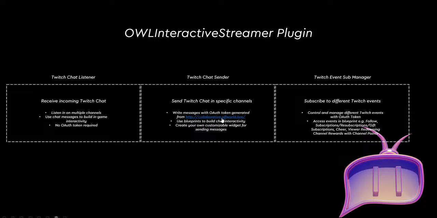use OAuth tokens generated from this page to allow us to build chat sender interactivity, as well as subscribing to different Twitch events. So now we're able to also access events in blueprints such as following, subscriptions, gift subscriptions, cheer, and viewer redeeming channel rewards with channel points. So there's quite a lot of scope there for us to play around.